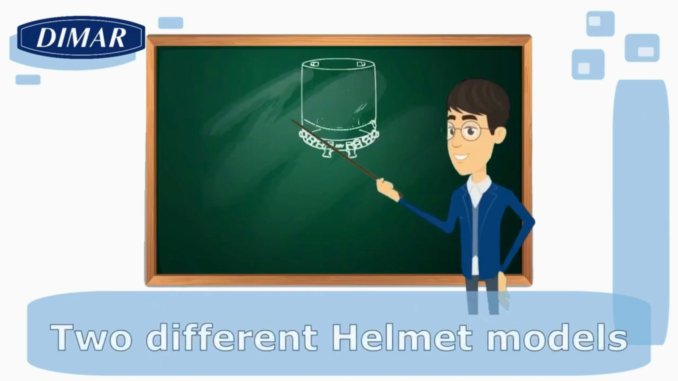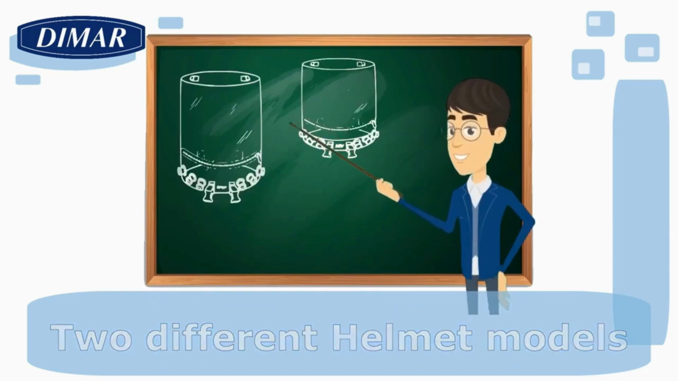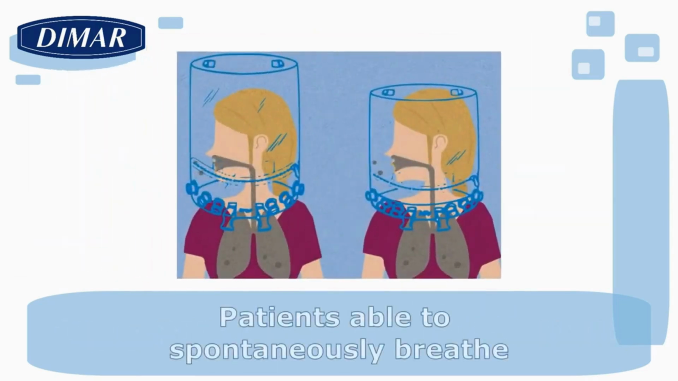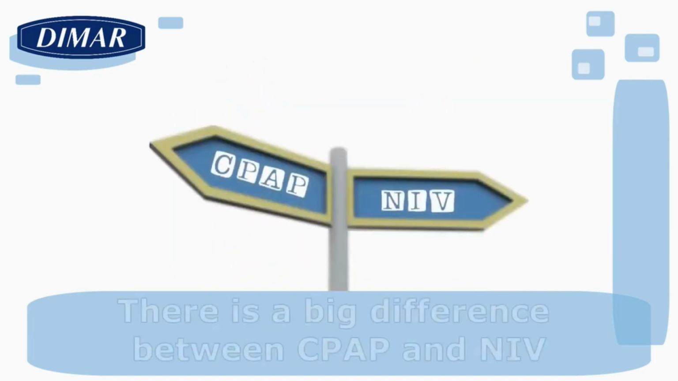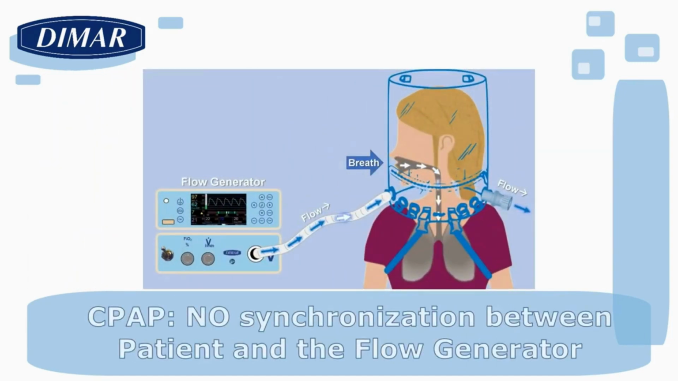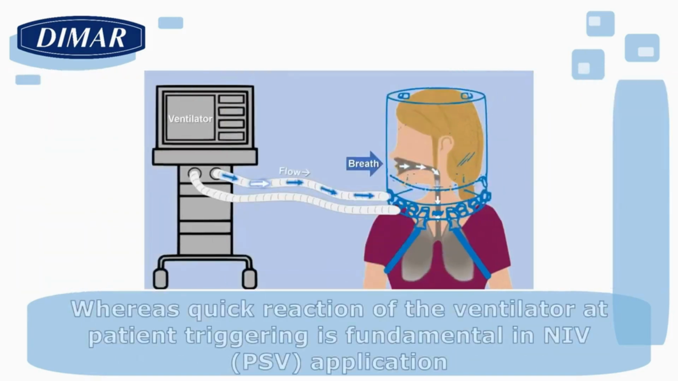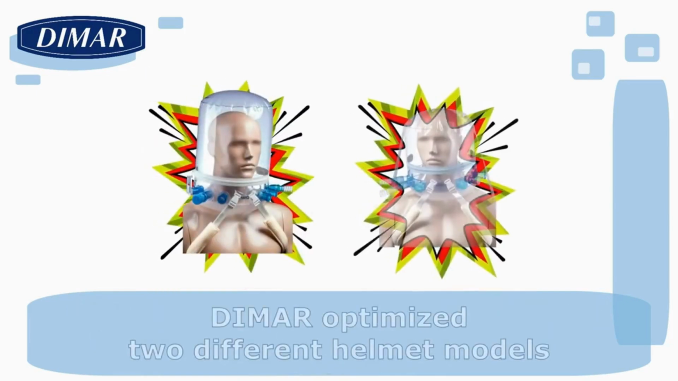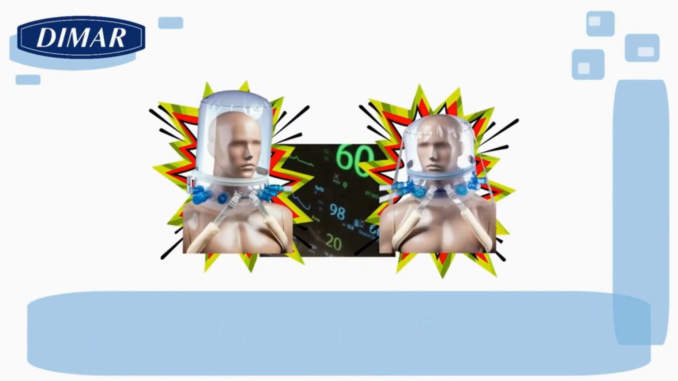Today we will go through the reason why we manufactured 2 different helmet models. One for CPAP, and one for NIV. Both require patients able to spontaneously breathe. Nevertheless, there is a big difference between CPAP and NIV. The first modality doesn't require any synchronization between the patient and the flow generator, whereas quick reaction of the ventilator at patient triggering is fundamental in NIV, PSV application. This is the reason why we optimized 2 different helmet models.